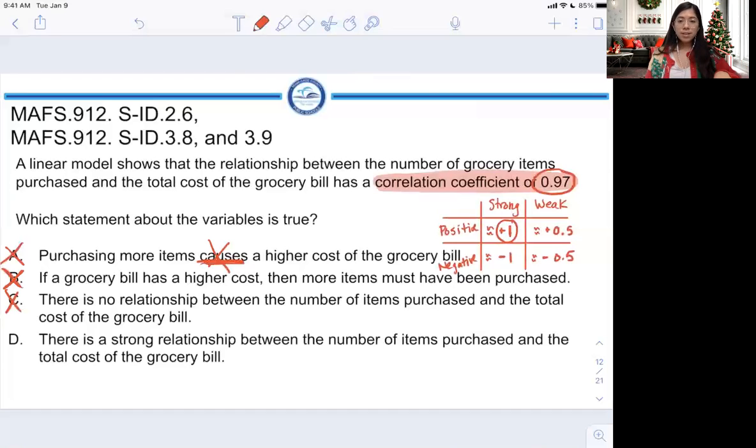So the only thing I can say, even though I wish I could say that it's going to be 100% always the case, I can't say that. So the only thing I can say is that there's a strong relationship, which is true, right? We already said it is strong and positive, and that is correct. So D is the only one that I can definitely say.